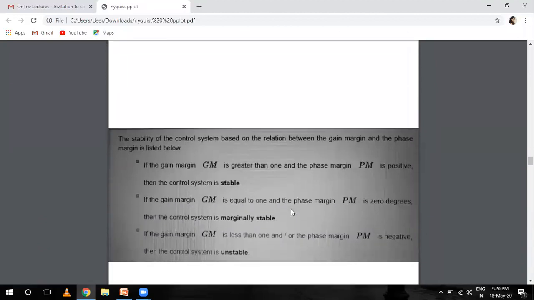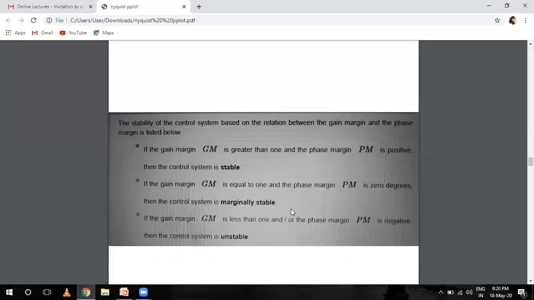Now इस case में stability कैसे देखते हैं? The stability of the control system based upon the relationship between the gain margin and phase margin. जैसे हमने gain crossover frequency और phase crossover frequency पढ़ी है, ऐसे gain margin और phase margin की भी stability हम consider करते हैं. कैसे? देखिए, if the gain margin GM is greater than 1 and the phase margin PM is positive, then the control system is stable. If the gain margin is less than 1 and the phase margin is negative, तो opposite हो जाएगा, बिल्कुल less than 1 भी हो गया और positive का negative भी होगा, तो सिस्टम मेरा unstable है.